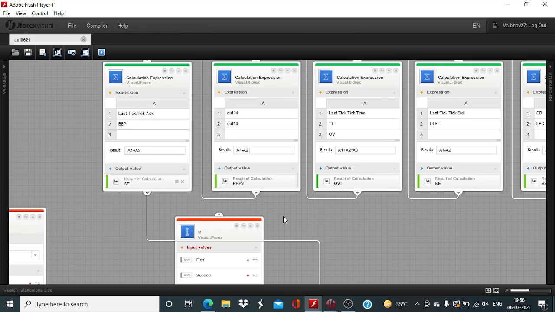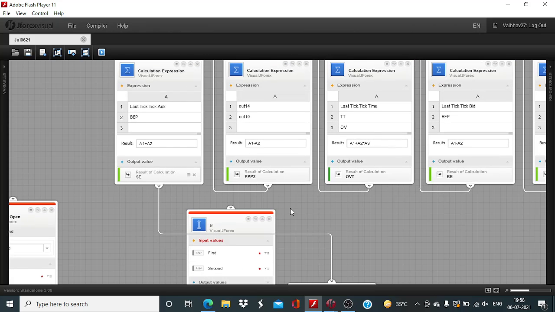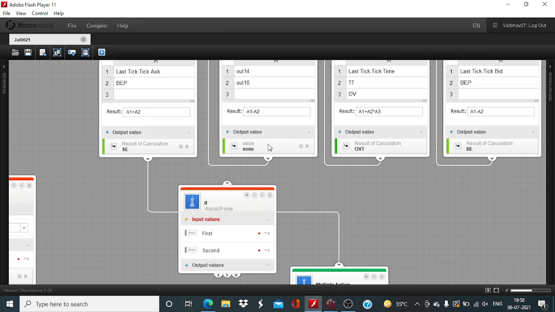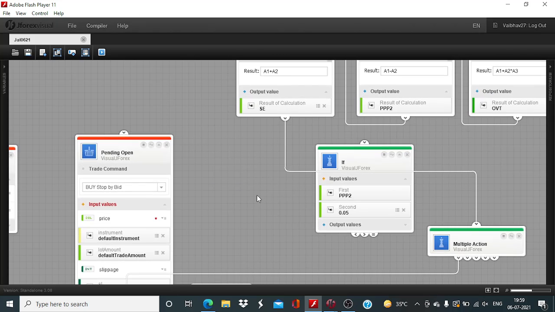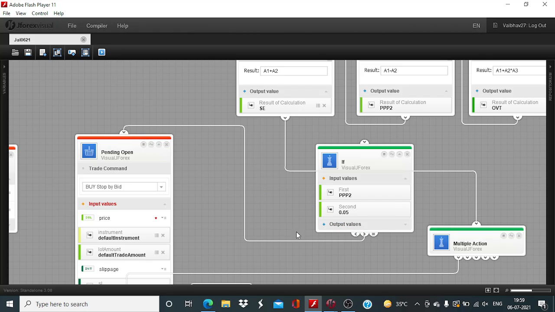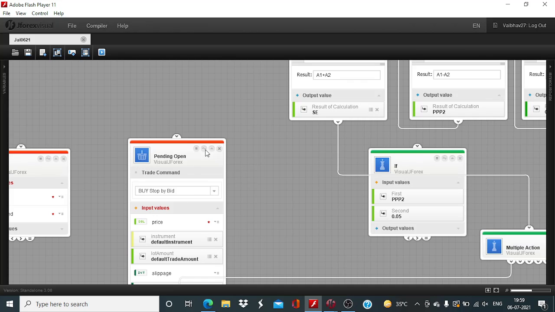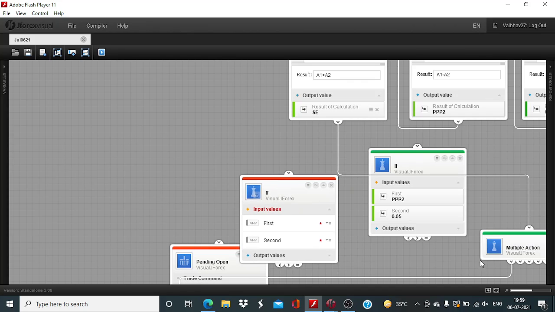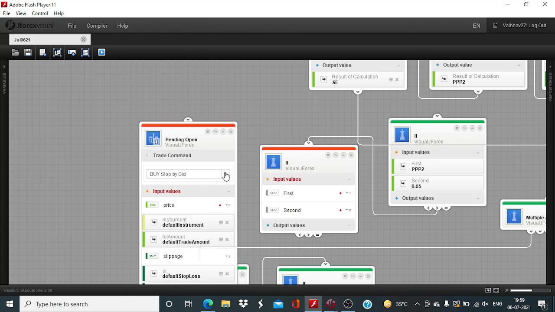We will take the difference of two output values for the PPO, and we will compare it to the second input, which is going to be 0.05. First input greater than second input. Okay. It is going to be set limit.